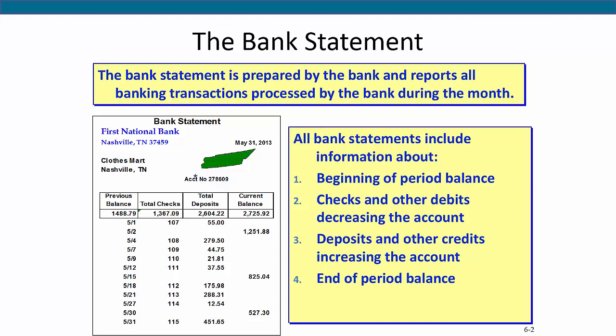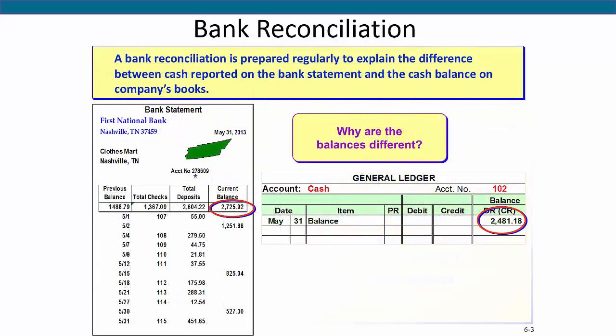The bank statement is a document prepared by the bank every month that reports your beginning and ending balances, and all receipts, these are called credits, and payments, these are called debits, processed by the bank during the month. It's a record of what the bank thinks happened in your account during the month. A bank reconciliation will identify any errors that need to be corrected by you or the bank.